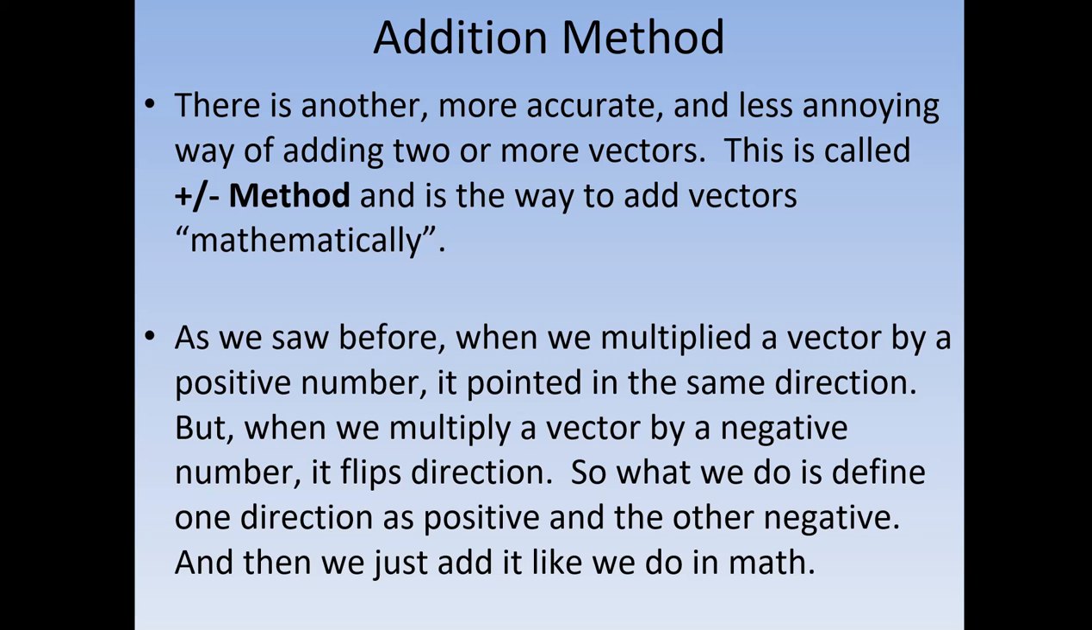And this is all based off of what I mentioned in the last video, where I said if we multiply a vector by a negative number, by a negative scalar, it flips the direction. So what we're going to define is one direction to be positive and another direction to be negative. And from here, we can combine them more simply until we get one final vector. Now, the first step is to group like directions.